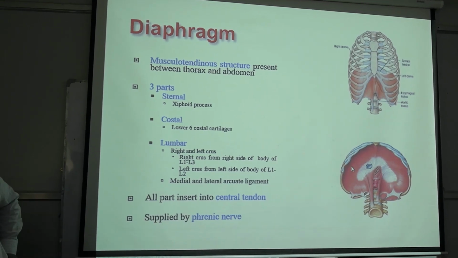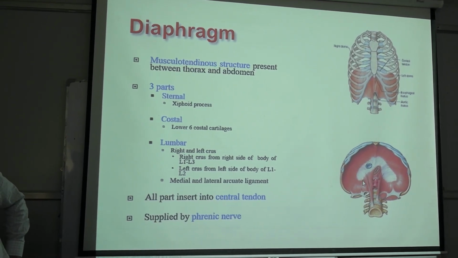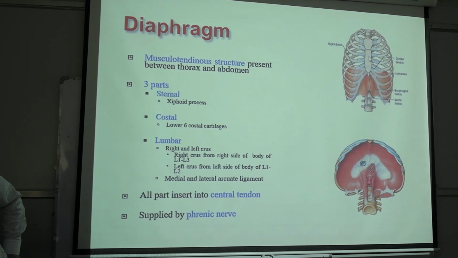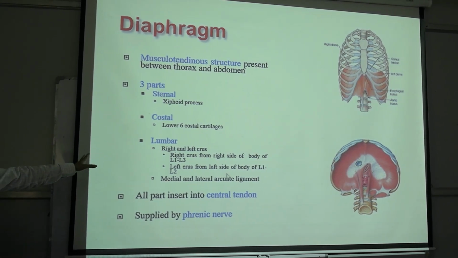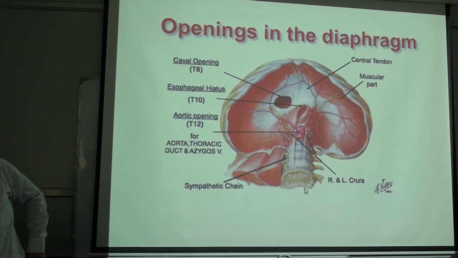It has a higher hunch on the right side, less on the left side. The central part is tendinous. Three parts are there: sternal, costal, lumbar, and the central tendinous part, supplied by the phrenic nerve.